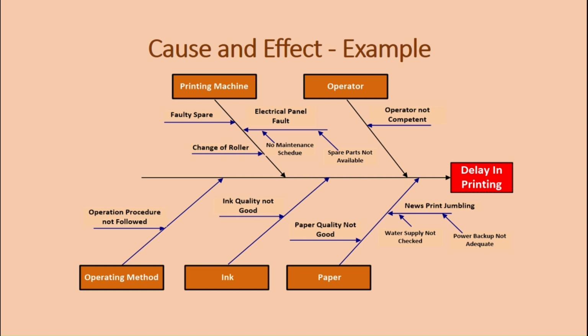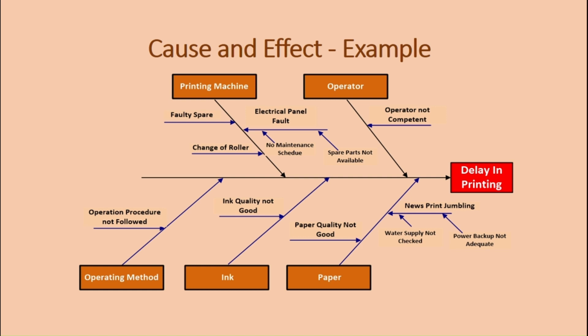Similarly, under the category ink, they could identify that ink quality is not good. Similarly, under the category paper, they could identify a couple of main causes, which are paper quality not good and newsprint jumbling.